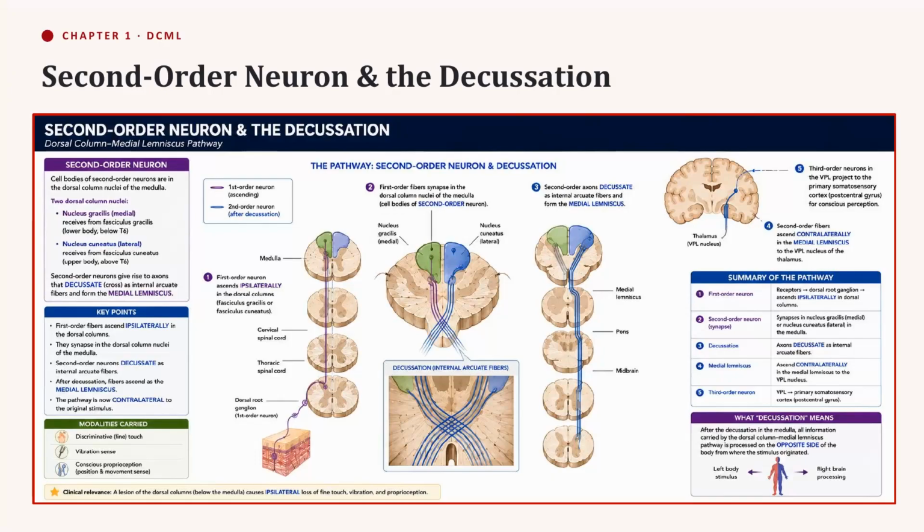Let me make the consequence explicit, because this is where students lose points. Below the medulla, the pathway is ipsilateral. Above the decussation, it is contralateral. So a dorsal column lesion in the cord causes ipsilateral loss of fine touch, vibration, and proprioception. Read the clinical note at the bottom.